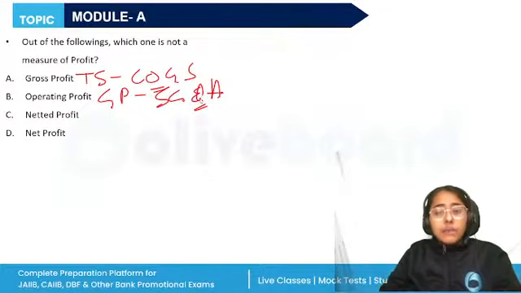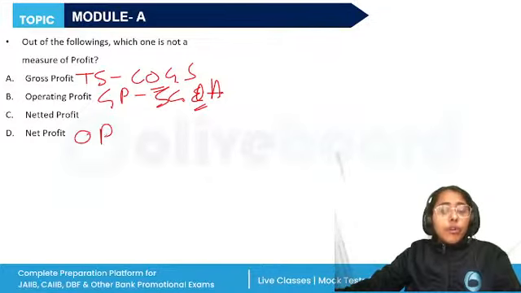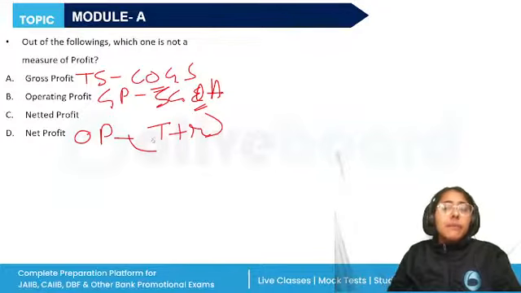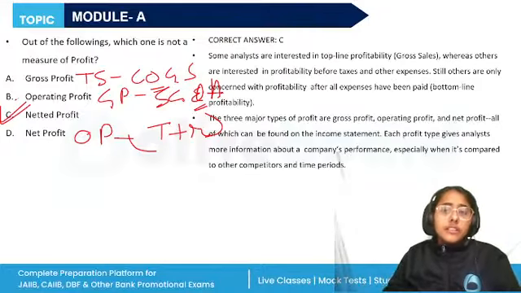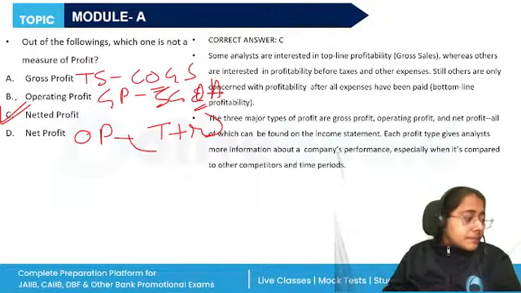And then we have the bottom line profitability, which is net profit. Net profit is after taking into account all the expenses, including the taxes and the interest. So out of the operating profit, we will deduct the taxes plus the interest, which is paid by the unit. All right. So we can say that out of the following, netted profit is not a measure. Netted profit is not a measure of profit.